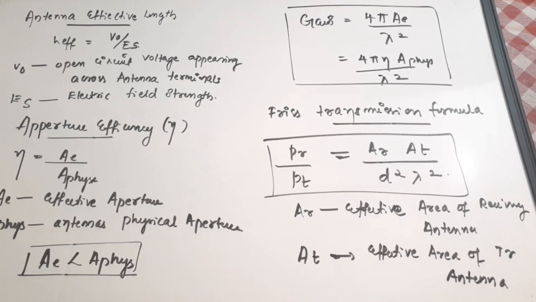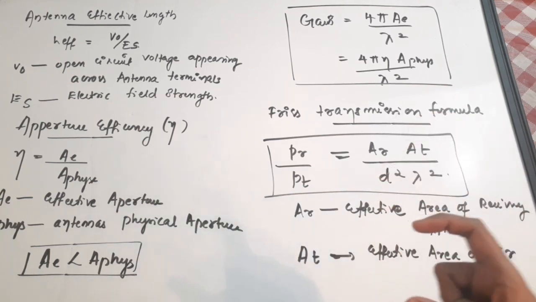Now what is AR? AR is the effective area of the receiving antenna. AT is the effective area of the transmitting antenna. So here also we are taking the effective area, not the physical area. D square, D is the distance between the transmitter and the receiver. It is not diameter or anything. It's just the distance between the transmitter and the receiver antenna. Then lambda is the wavelength. So this ratio is the Friis transmission formula.